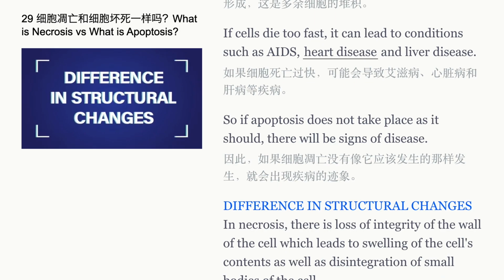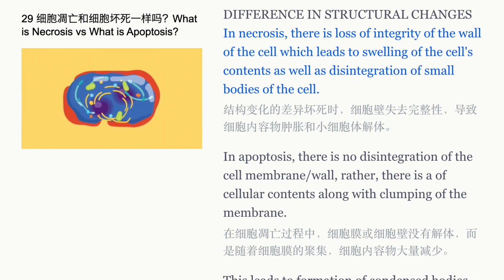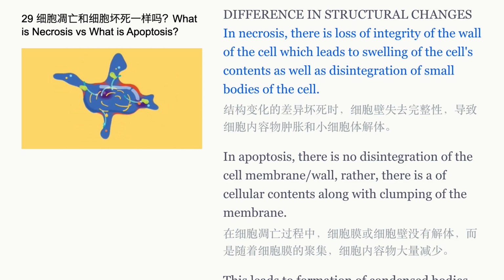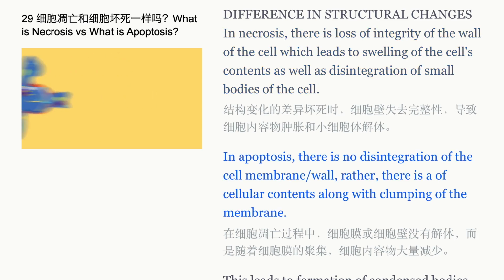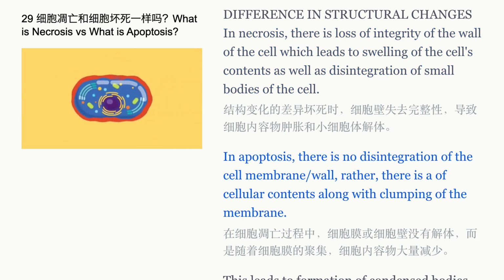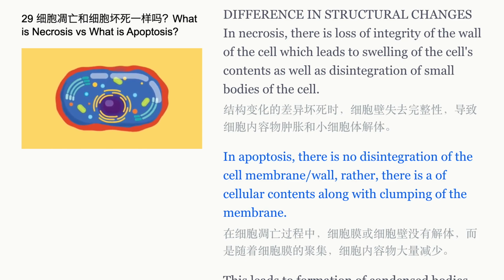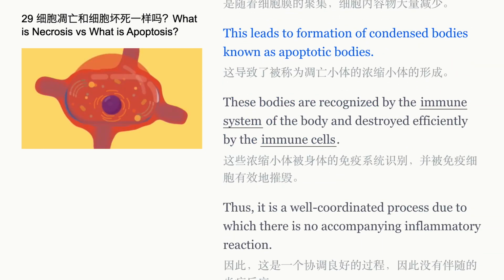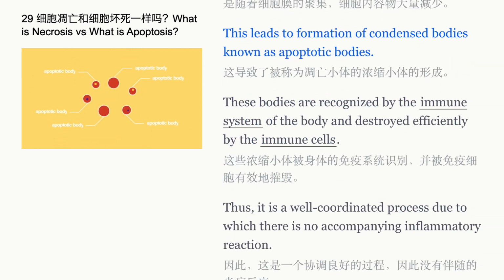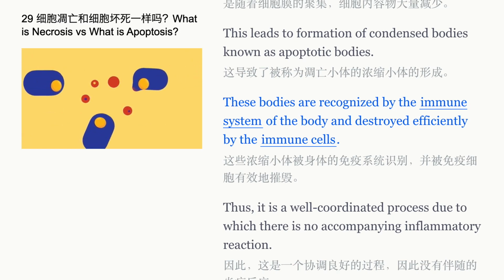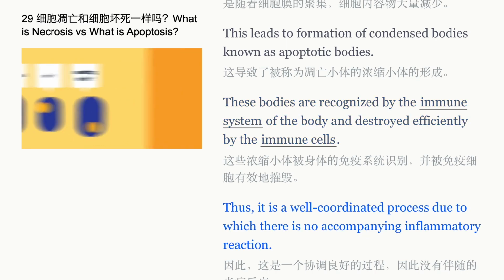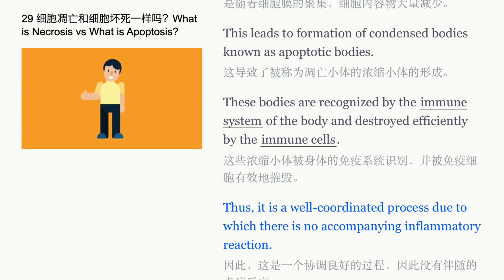Difference in structural changes. In necrosis, there is a loss of integrity of the wall of the cell, which leads to swelling of the cell's contents as well as disintegration of small bodies of the cell. In apoptosis, there is no disintegration of the cell membrane or wall, rather there is a shrinkage of cellular contents along with clumping of the membrane. This leads to formation of condensed bodies known as apoptotic bodies. These bodies are recognized by the immune system of the body and destroyed efficiently by the immune cells. Thus, it is a well-coordinated process due to which there is no accompanying inflammatory reaction.